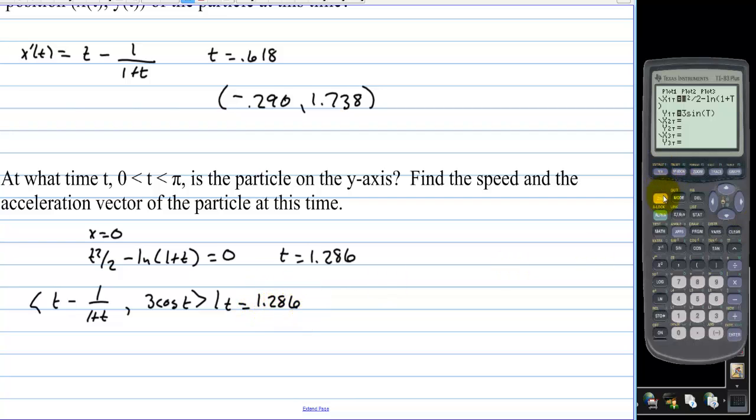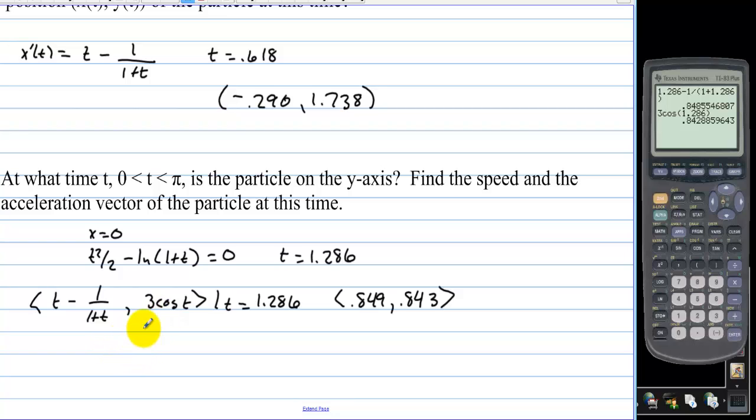Let's just go to the main screen, and we have 1.286 minus 1 divided by 1 plus 1.286. So the x will be 0.849. So 0.849, comma, and then I need 3 cosine of 1.286. And we get 0.843. So 0.843. Actually, this is now the velocity vector.